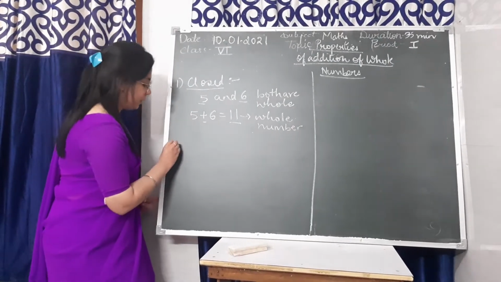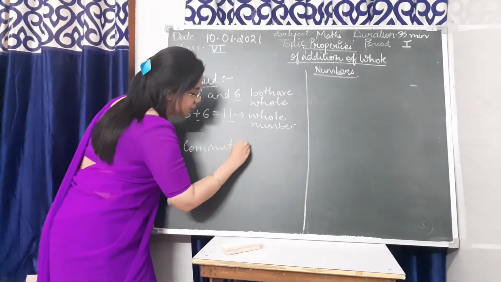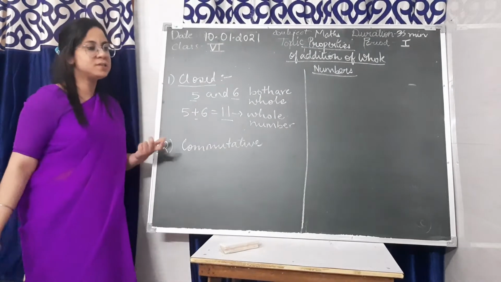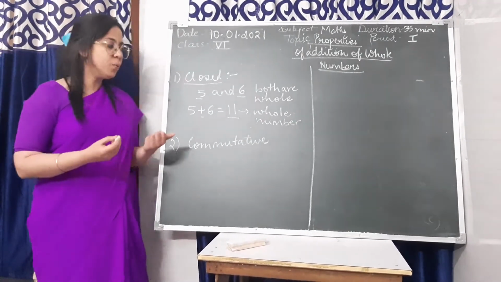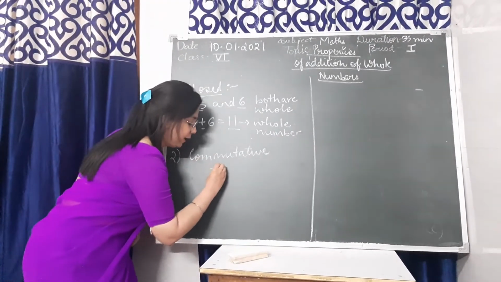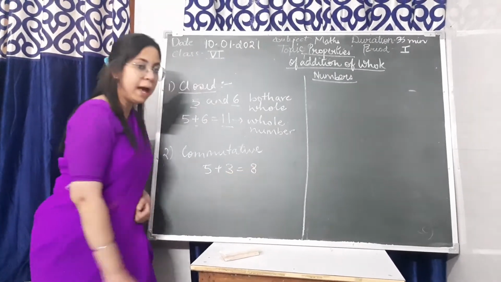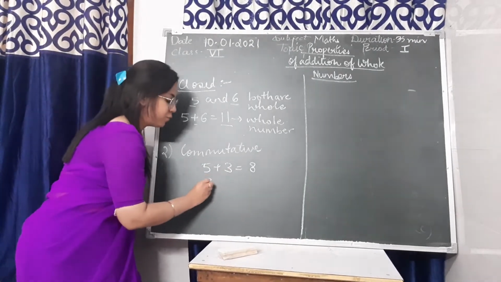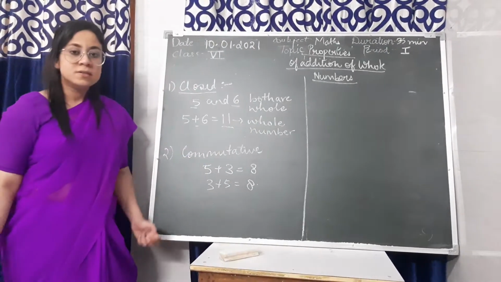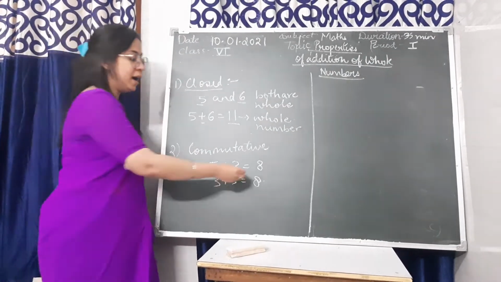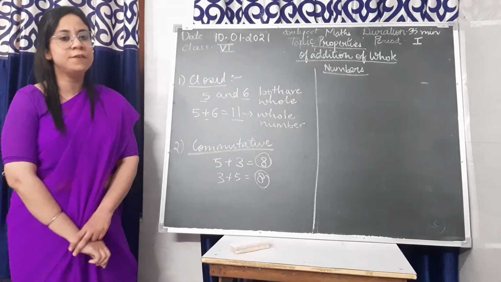The second property that I would like to discuss with you all is commutative property. You all know it, but you just don't know the names. So here you are learning the names of those properties. When you add 5 with 3, you get 8. And when you switch the numbers and put 3 plus 5, you again get 8. So when you switch the numbers and the answer you get is the same, that property is known as commutative property.